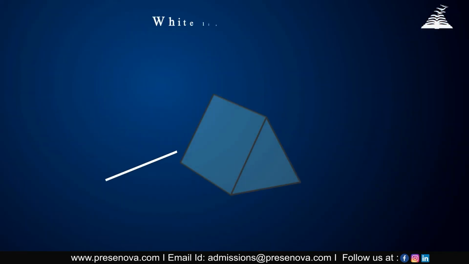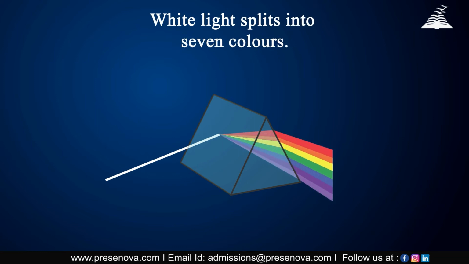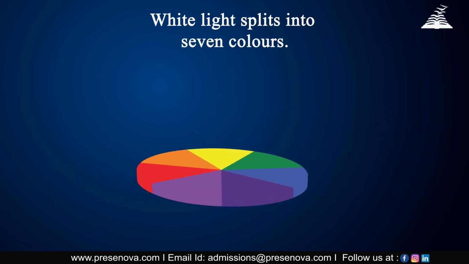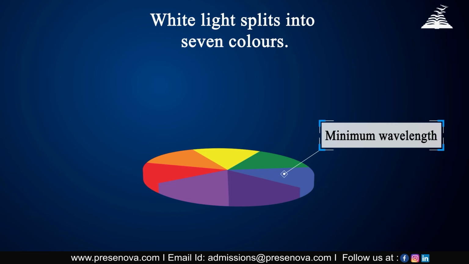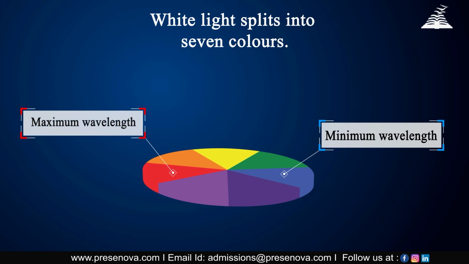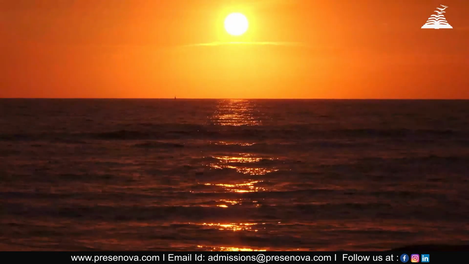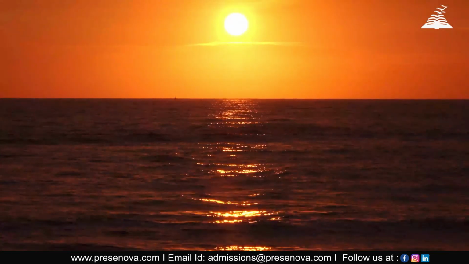Sunlight or white light is made up of 7 colors. Of those 7 colors, blue, having the minimum wavelength, gets scattered the most and no blue light reaches our eyes. Whereas red light, having the largest wavelength, reaches our eyes because it is least scattered, and that is the reason why the sky appears to be reddish during sunrise or sunset.